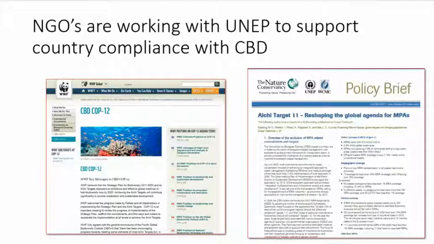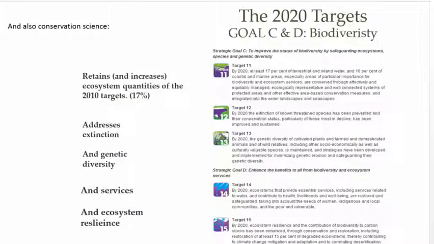Nature Conservancy and World Wildlife Fund are thinking about the Convention on Biological Diversity and how do they help countries get there. There, of course, is some ecology in there that the targets suggest that we should be maintaining 17% of terrestrial ecosystems around the world and 10% of coastal and marine areas. And that's where countries aren't doing as well as they could in terms of getting there.